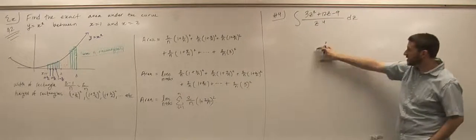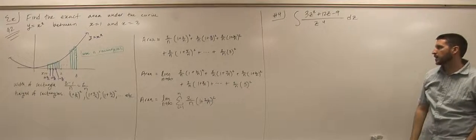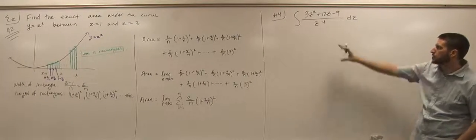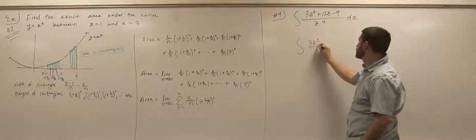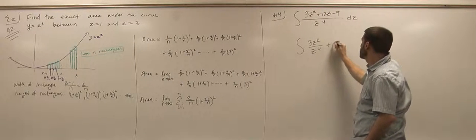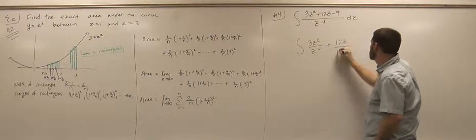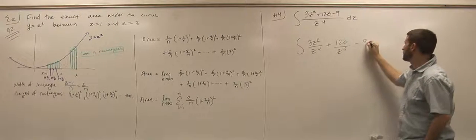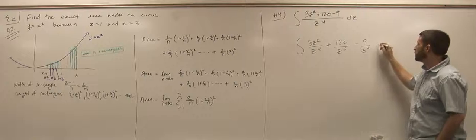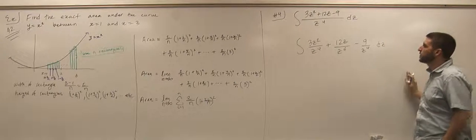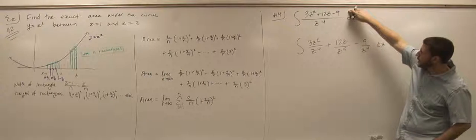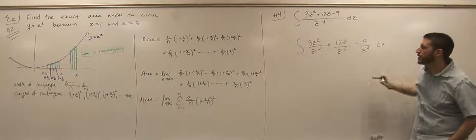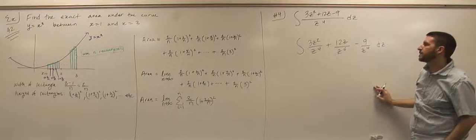If you have just z to a power, you know your power rule will work. So I would split this division up. This is one way to look at it: z to the 4 is going into everything. Or alternatively, you can bring the z to the 4 up as z to the negative 4 and then distribute it. Give you the same thing.